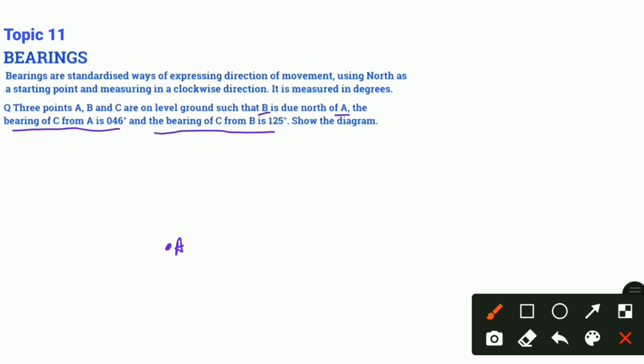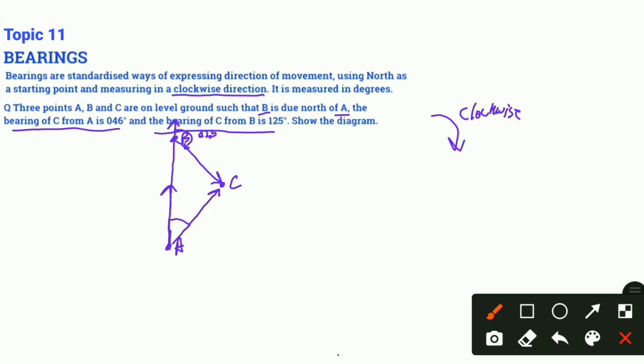The bearing of C from A is 46 degrees. Let's say that we have the point A. First of all, we always make a straight line, and then we start from north in a clockwise direction, which means clockwise in this way. So the bearing of C from A is 46 degrees, so it must be around 46 degrees, which is right here. This is C, and the bearing of C from B is 125 degrees, which means B must be around here. So this is B, and the bearing of C from B is 125 degrees, so it must be right here at 125 degrees. So it goes like this.